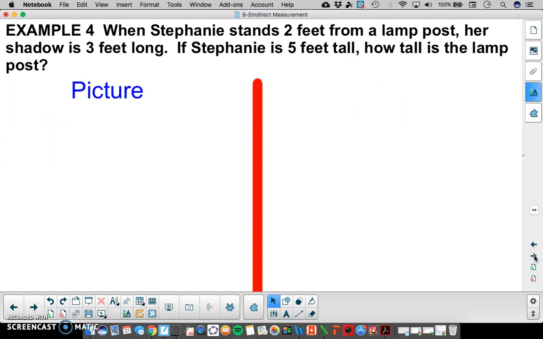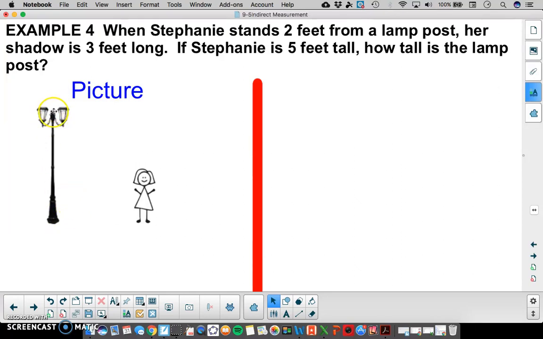In this example, we have Stephanie that's standing 2 feet from a lamppost. Her shadow is 3 feet long. If Stephanie is 5 feet tall, how tall is the lamppost? So we want to draw a picture for this first. So let's draw out our picture. So we have Stephanie standing here, and she is standing 2 feet away from the lamppost.